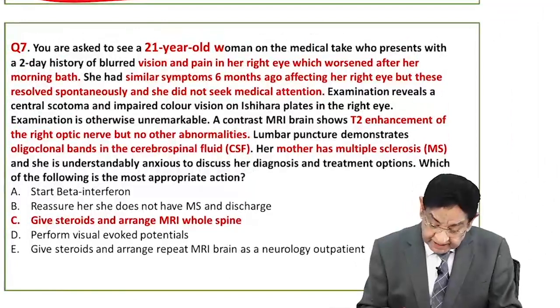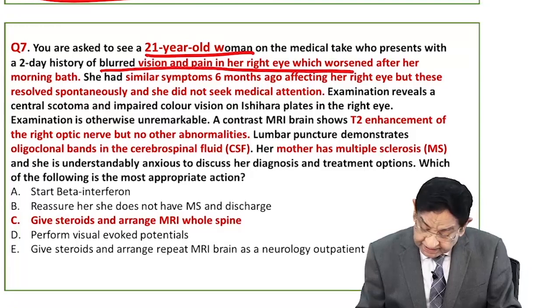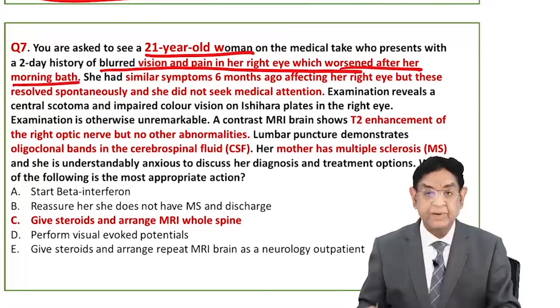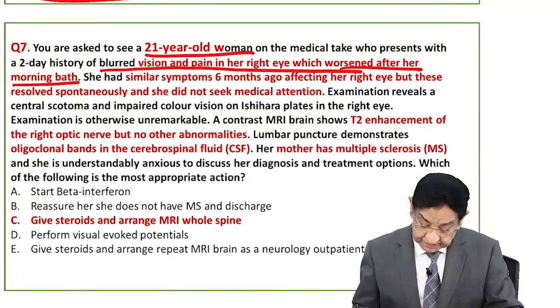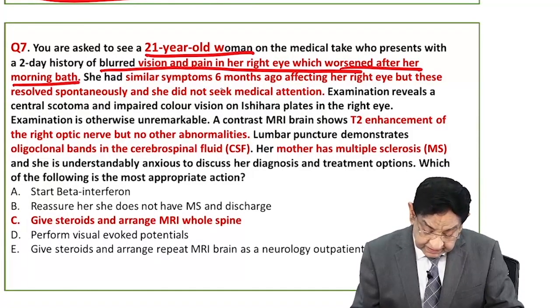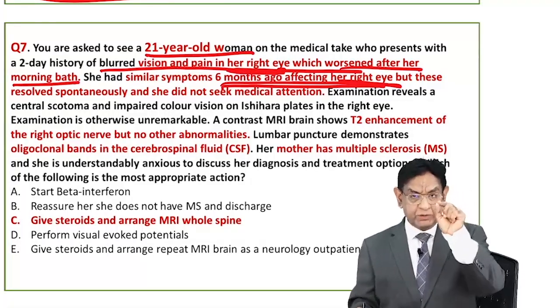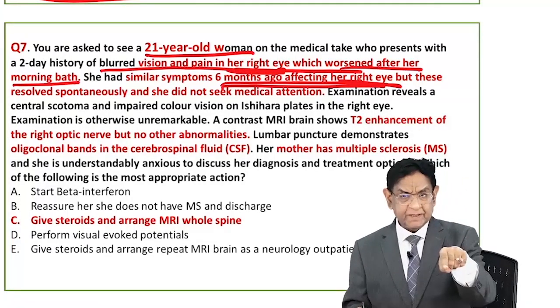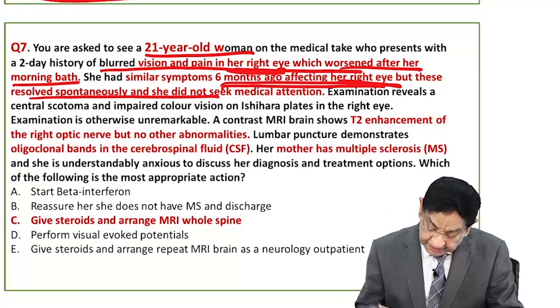Question 7: we are getting a 21-year-old lady with blurred vision and pain in the right eye, which worsens after a morning bath. Oh, she talks about Uhthoff phenomenon. Similar symptoms happened in the right eye. Point to be noted, same place, right eye, and that all happened automatically without any treatment.